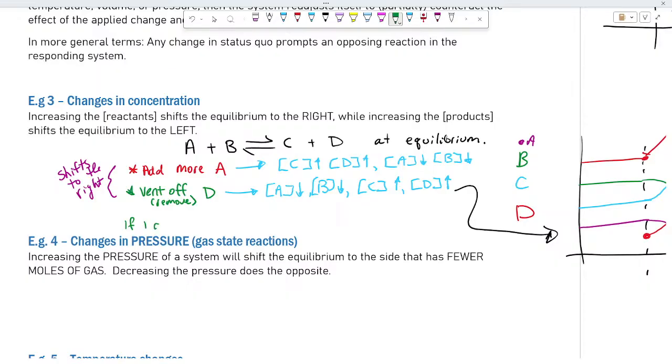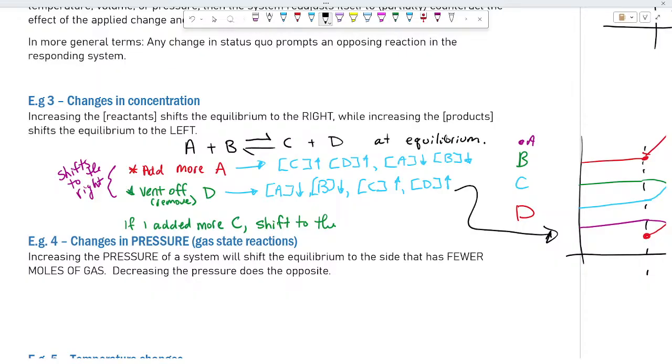On the other hand, like we just said, if I added more C, that means that's going to go down now. That will also go down. This will go up. This will go up, which means we'll get more of these things. We call that a shift to the left. Does that make sense? That's kind of informal language, but it's the language that chemists use most often.